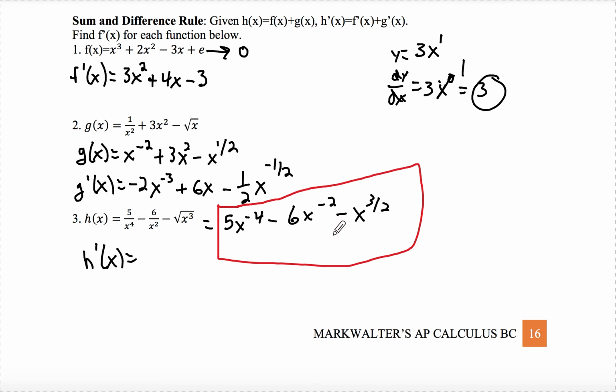What I just boxed is really just you rewriting the original expression. You've not done a derivative. This is equivalent to the original expression. It is not the derivative. So we have to now actually take the derivative using our derivative rules.